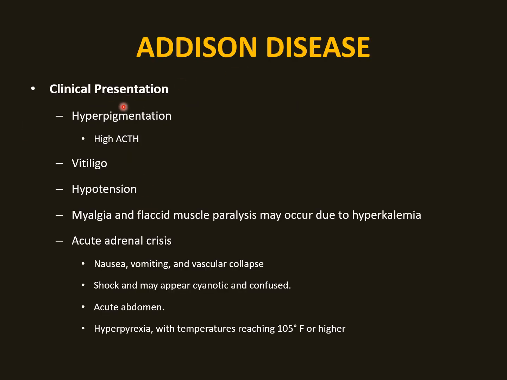Clinical presentation of Addison disease: hyperpigmentation because of high ACTH, vitiligo, hypotension, myalgia, and flaccid muscle paralysis may occur due to hypercalcemia. Adrenal crisis: the patient will have nausea, vomiting, vascular collapse, shock, and may appear cyanotic and confused. Acute abdomen, high fever with temperature that may reach up to 105 Fahrenheit or higher.